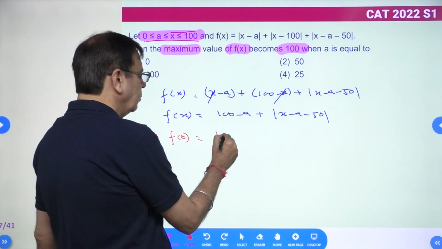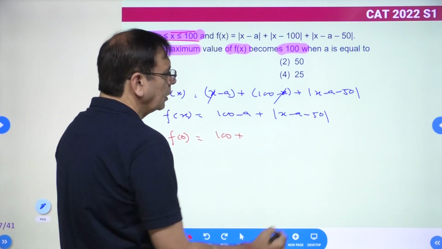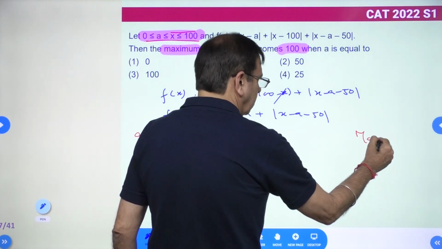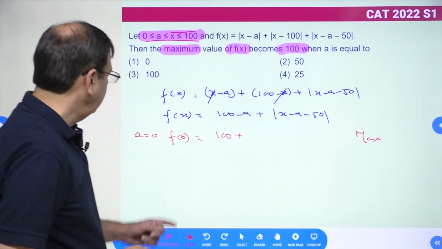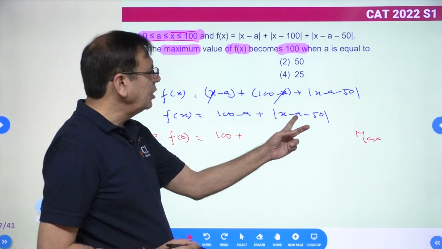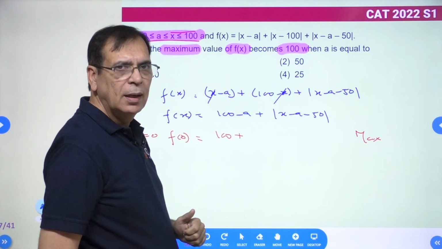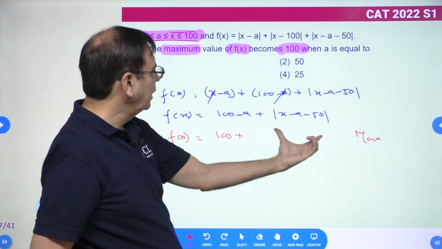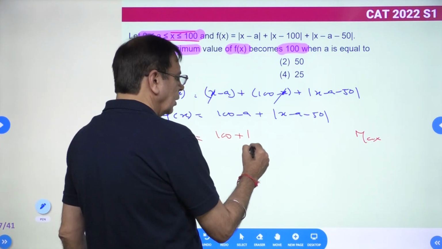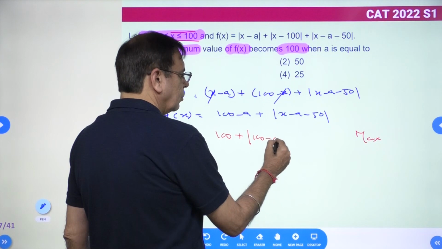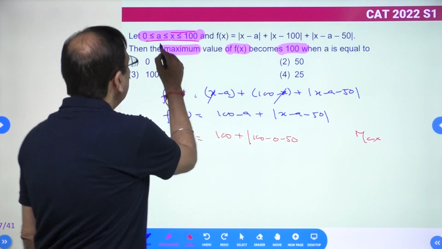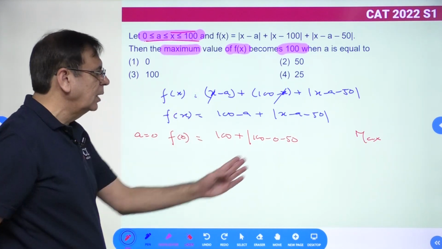It will be 100 plus, and we want the maximum value. If a is 0, the maximum value of x will be 100. I need to find the maximum value. So what will this be? 100 minus 0, minus 50. If A is 0, X can be as high as 100, so yes.